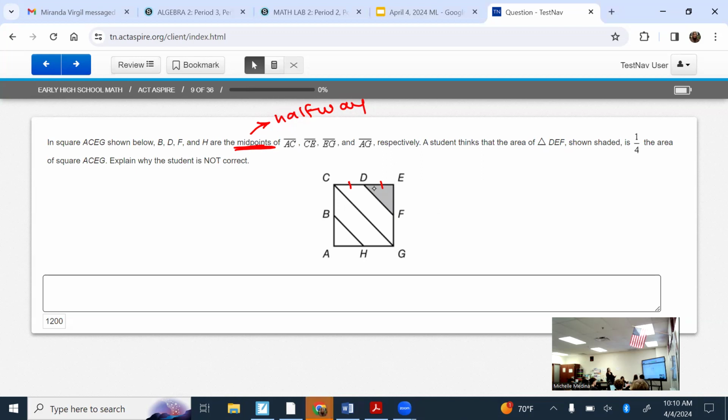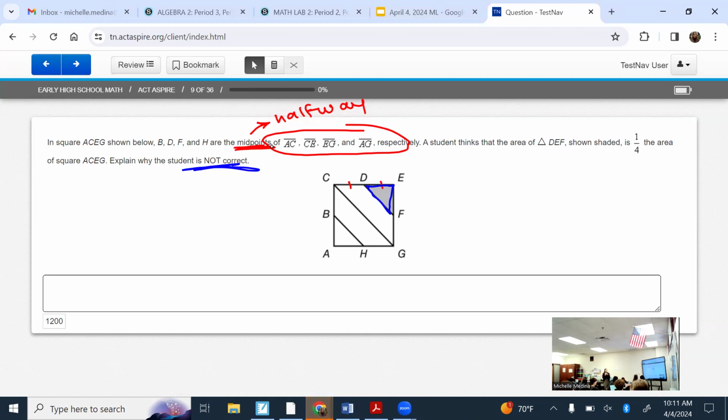And it's the midpoints of lines AC, CE, EG, and AG respectively. So also know the notation of these. These are referring to the lines, so the sides of the square. It says that a student thinks that the area of triangle DEF, shown shaded, is a fourth of the area of the square. Explain why the student is not correct.